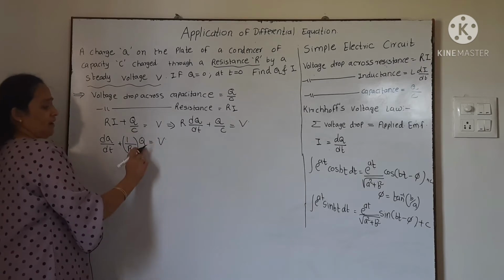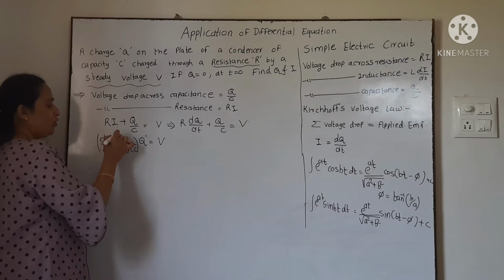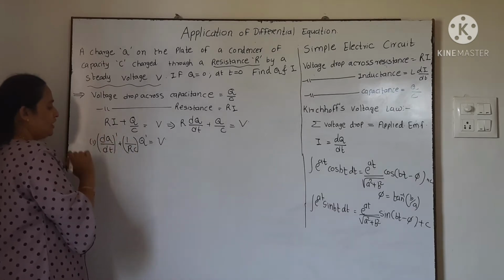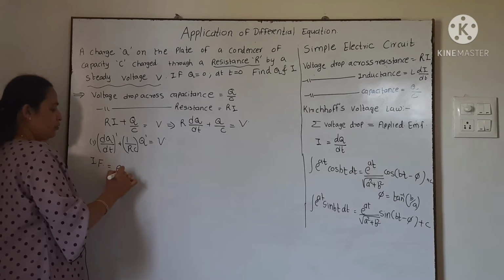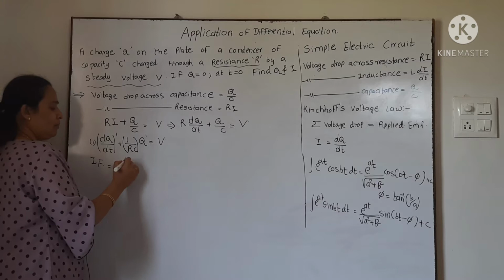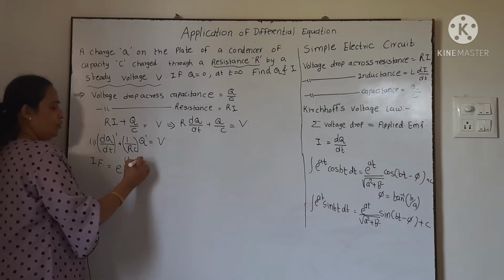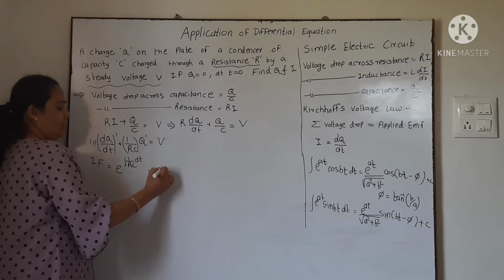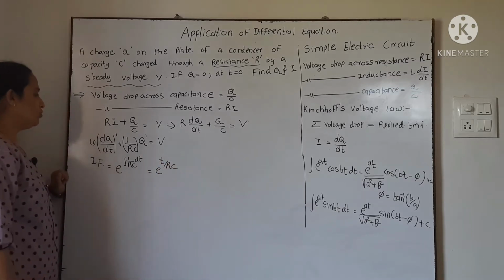We can say the highest power of Q is 1, the degree of dq by dt is 1, and its coefficient is 1. So its integrating factor will be equal to e raised to integral p. What is the value of p here? It is 1 upon RC, and what is the independent variable? T. So into dt. E raised to t by RC. The integrating factor is e raised to t by RC.